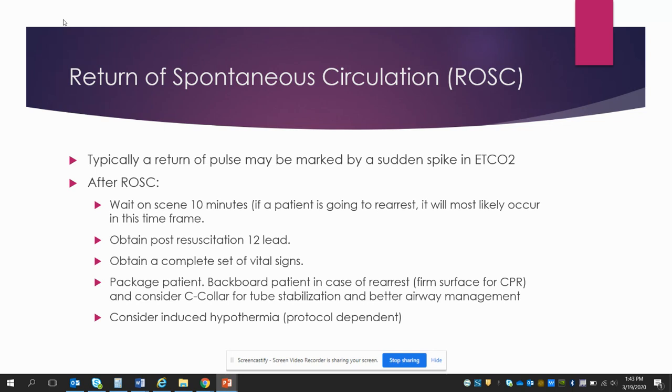We want to get a full set of vital signs. Up to this point, vital signs other than pulse were pretty moot because we really didn't need them. Now that we have a pulse back, we would have a blood pressure, so we would go ahead and check that full set of vital signs.